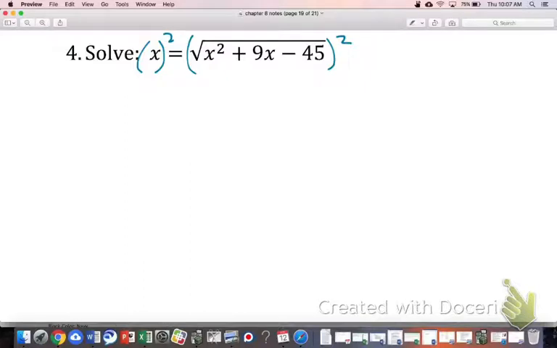So the left side would then just be x squared. The right side would be the canceling of the radical and the squared: x squared plus 9x minus 45. In other words, we've opened the door to the safe. All that stuff in there is now out in the open, and we can do what we need to do with it. That make sense?